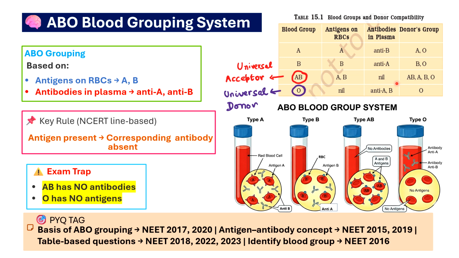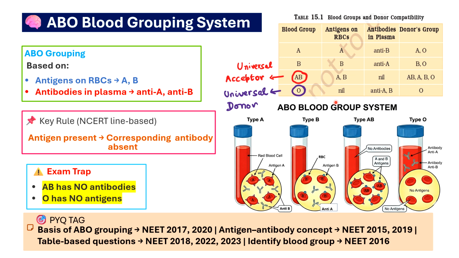So both types of antibodies should be absent in the plasma because it has both antigen A as well as B on the RBC surface. Clear? Let's look at the fourth type, that is O type. Here it will have no antigens on the RBC, and because it has no antigens on the RBC, it can have both types of antibodies, that is anti-A as well as anti-B, in its plasma. Is that clear? Now let us understand the donors group.